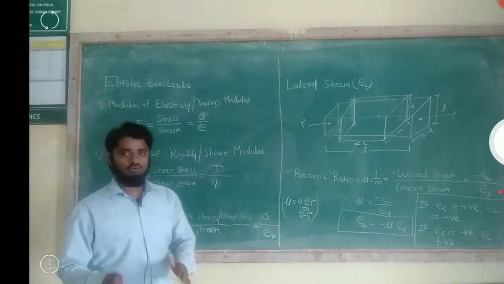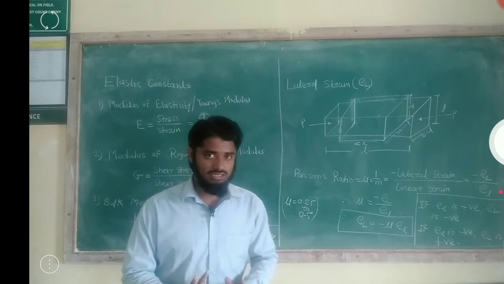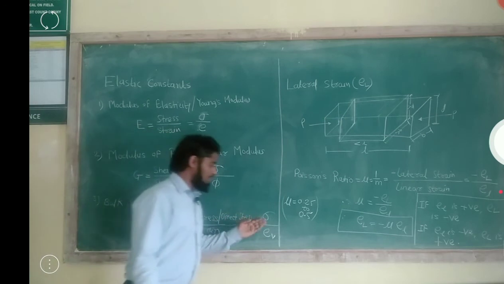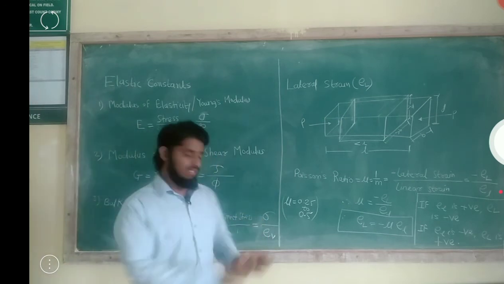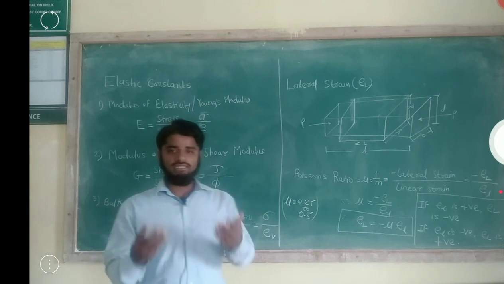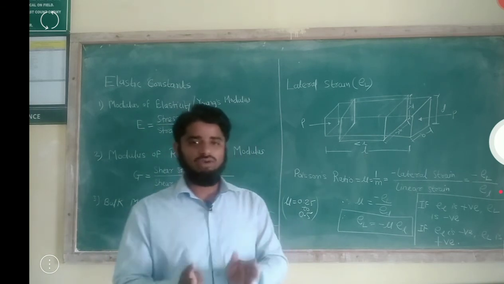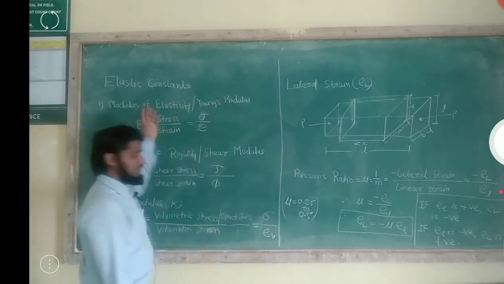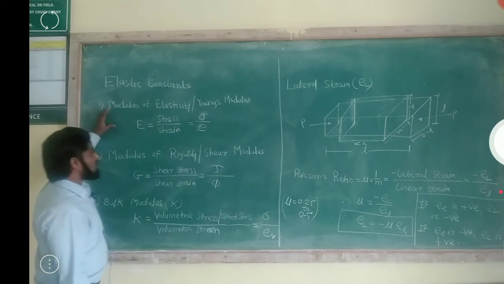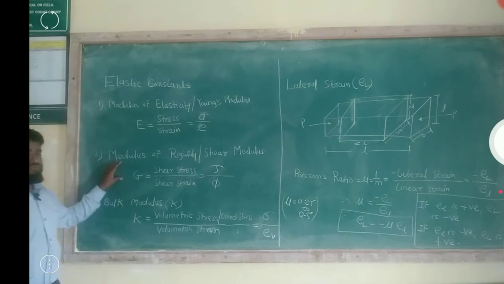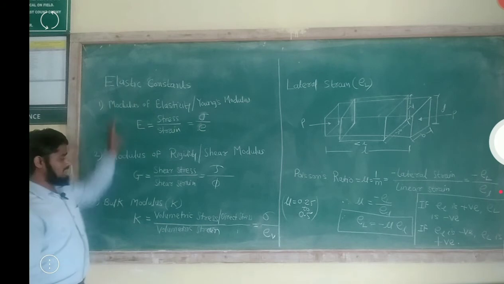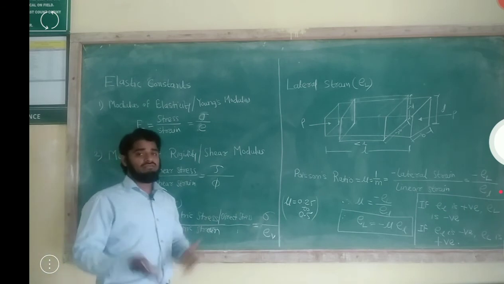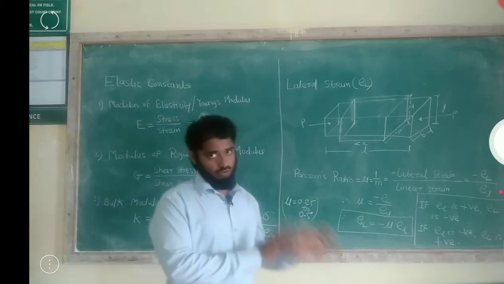Then the bulk modulus, it is denoted by K. It is the ratio of volumetric stress or direct stress to the volumetric strain, sigma upon e_v. We already know what e_v is. e_v means volumetric strain, it is equal to e_x plus e_y plus e_z. We have already seen this in the last lecture. Now in the next section we will see the relation between the modulus of elasticity and modulus of rigidity, the relation between the modulus of elasticity and bulk modulus, and the relation between the three elastic constants, and depending upon that we will learn how to solve a number of problems.